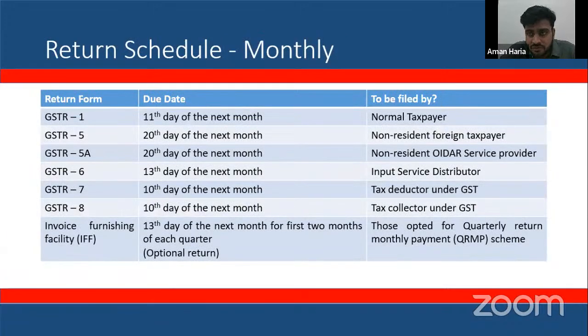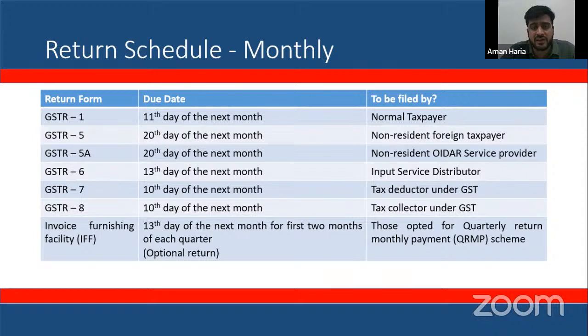what are the different types of monthly returns, what is the due date, and who is expected to file which returns? What I've done is I've not gone ascending on the basis of the due date of every month, but based on the return forms, I have highlighted that GSTR1 is expected to be filed by a normal taxpayer, and the due date for that, as we all know, is the 11th day of the next month. So for example, for April, the due date will be the 11th of the next month, which is May.